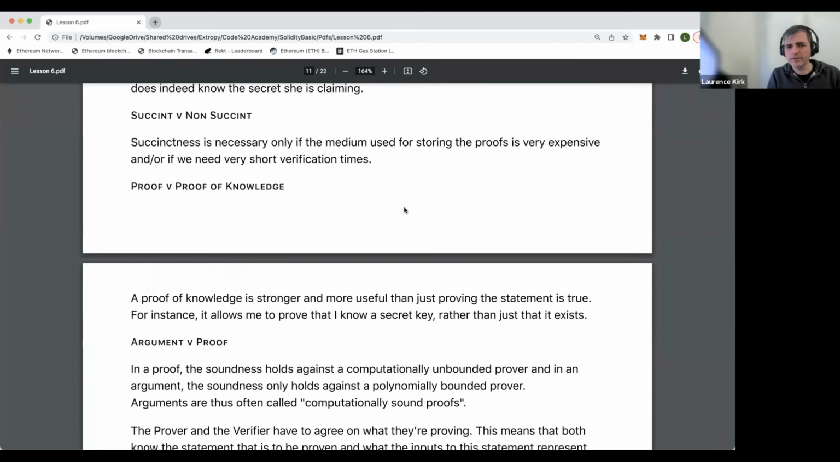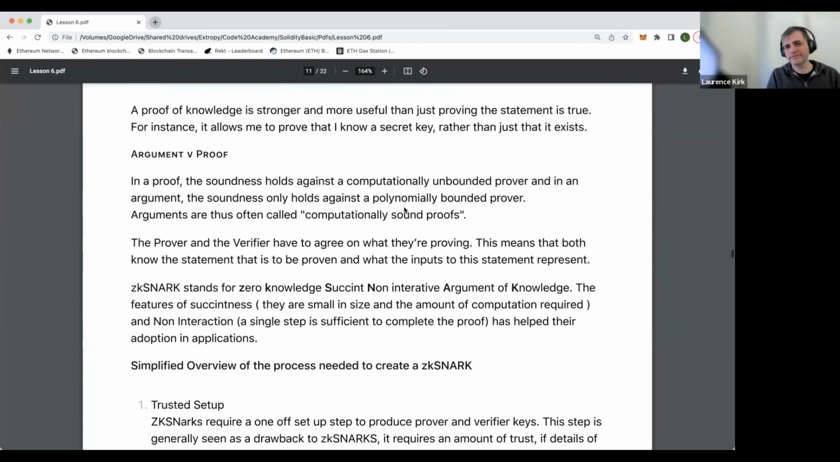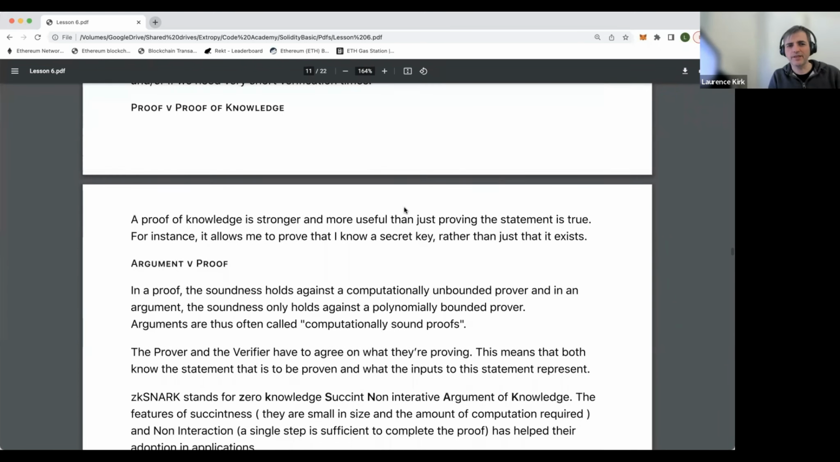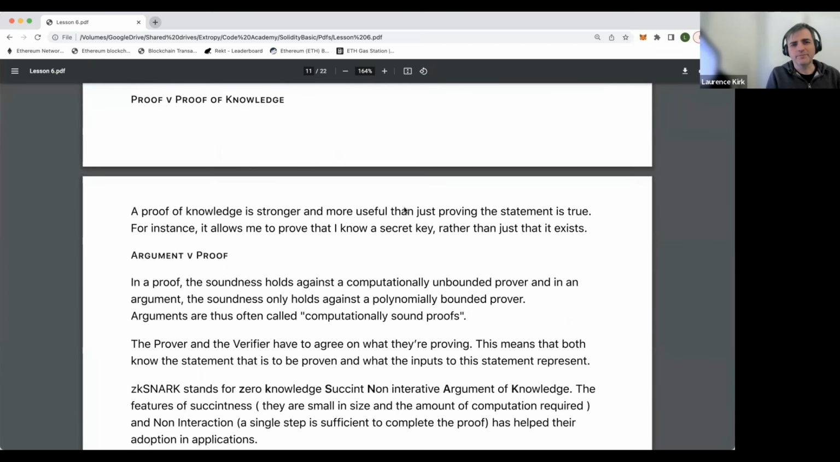The next two items are really just the mathematicians being pedantic about what proofs mean, and one of them is really saying that you're not just proving that something exists, but you're proving that you know that particular thing. So Peggy, when she says she knows the square root, she's not just saying that there is a square root for this number.